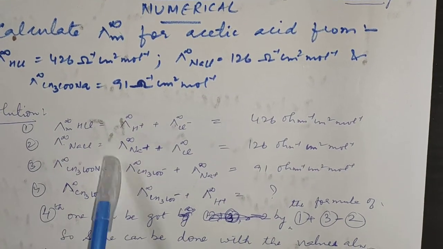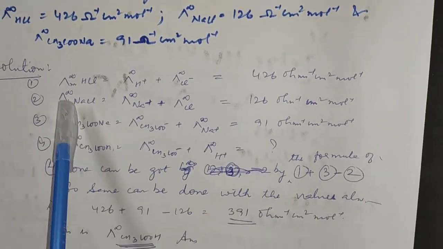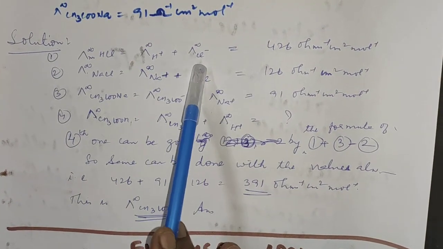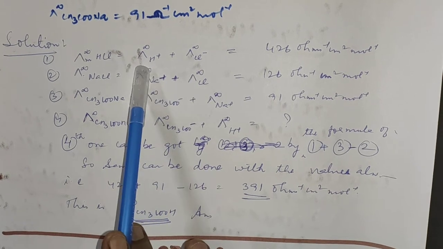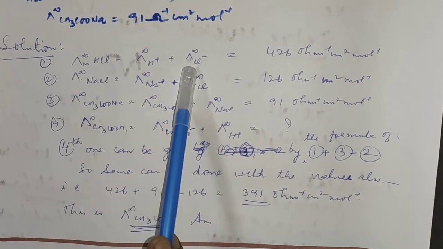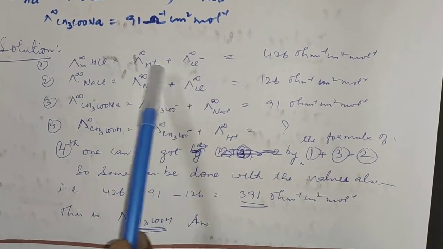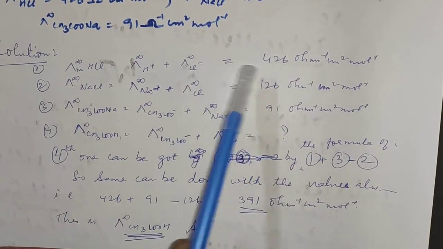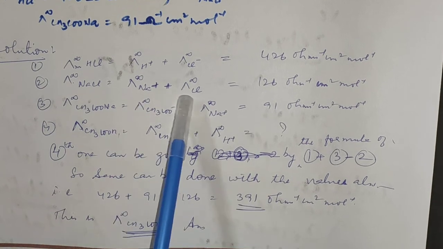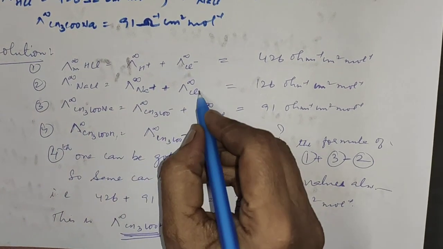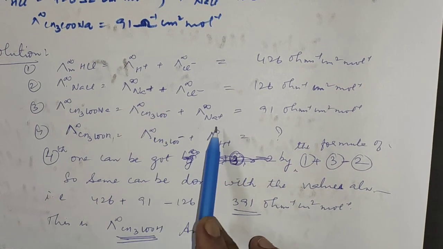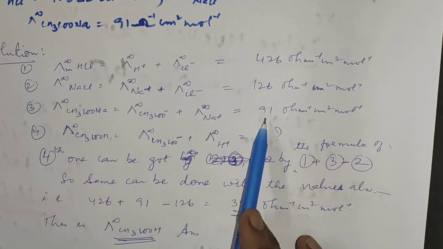So this is very simple. Kohl-Rausch's law states that lambda infinity for HCl is lambda infinity for H plus plus Cl minus, because they have become independent now. Whatever is the contribution of H plus, whatever is the contribution of Cl minus, add both, that becomes lambda infinity for HCl. So adding both, I get this value. Same way, NaCl will be Na plus Cl minus, and CH3CONa will be this cation and this anion. So this plus this comes to this.